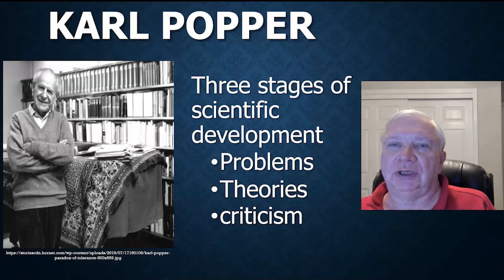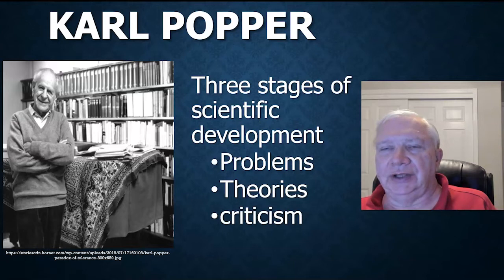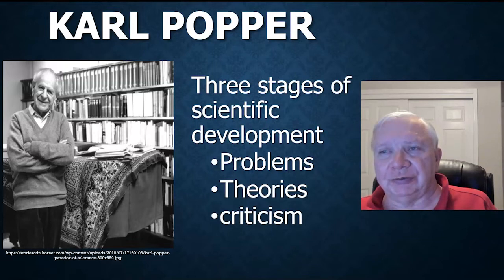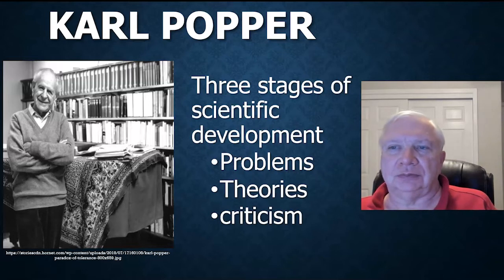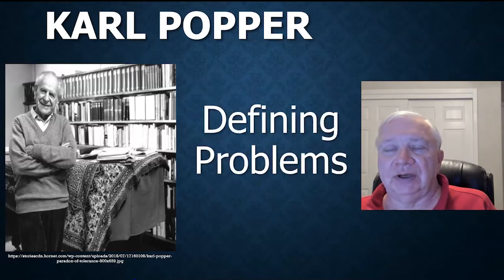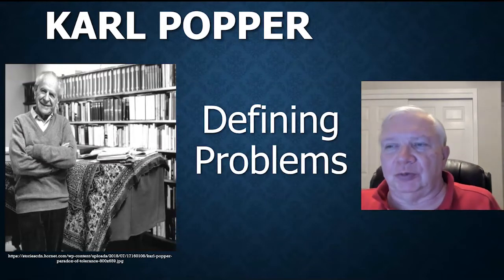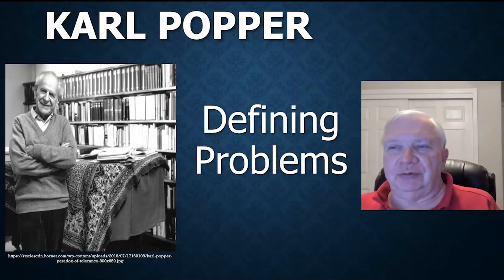Karl Popper is a philosopher of science, and in his work he developed a series of stages of scientific development. His 3 stages were the definition of a problem, developing theories about that, and then ultimately criticisms about the theory. Let's look at each one of these stages in turn. First of all, Popper says we have to define a problem. What is the appropriate problem? What are we trying to figure out?